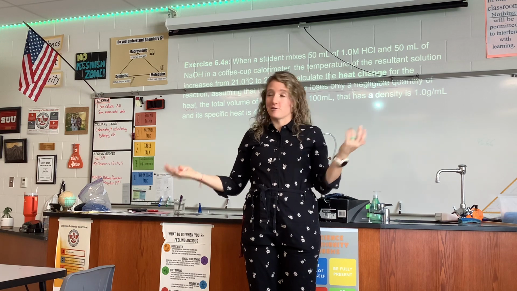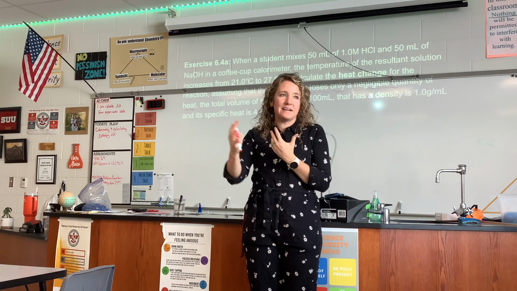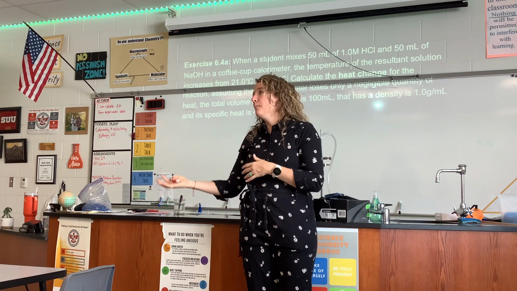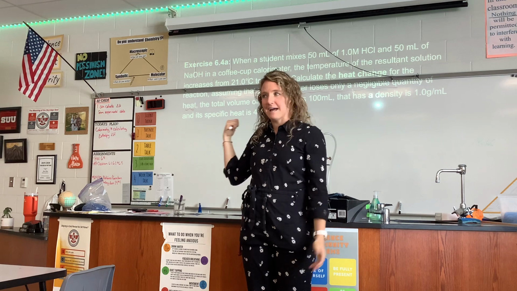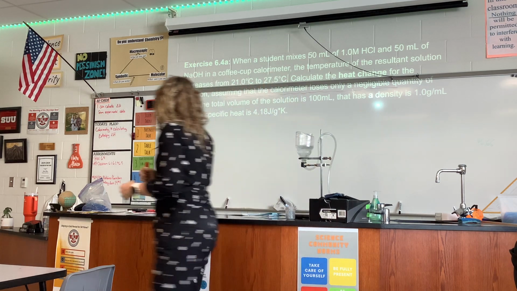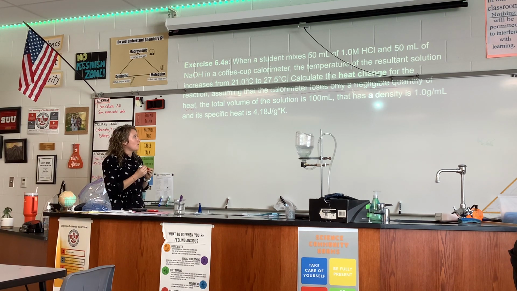Now, in actuality, they're not, and they do lose some amount of heat, and there actually is a more complicated way where you can take into account the error effect of it. But on the AP Chemistry exam, it's always going to have this sentence for you, which is nice because it simplifies the math. So, okay, it says the total volume of the solution is 100 and has a density of 1 and a specific heat of 4.18 joules per gram Kelvin.